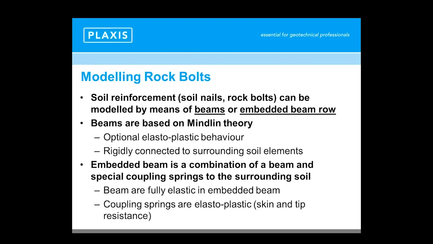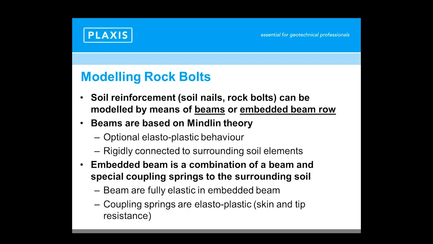This is because of this limitation that the embedded beam has been introduced. The embedded beam element is a combination of a beam with the exact same properties as mentioned before and some very specific coupling springs to the surrounding soil. So the nodes of the beam are no longer shared with those of the soil. They are separated, and in between, special nonlinear spring elements are introduced. And the particularity of the springs is that the user can specify skin and tip resistance.